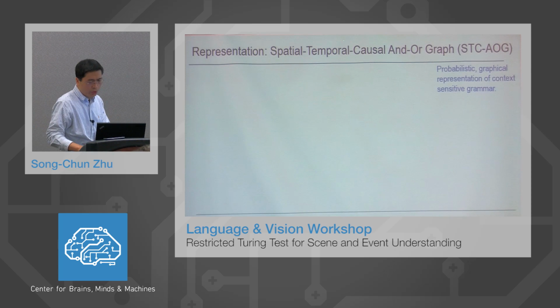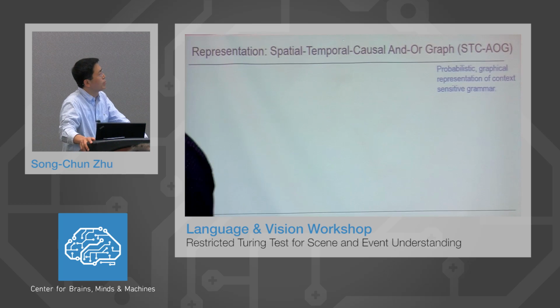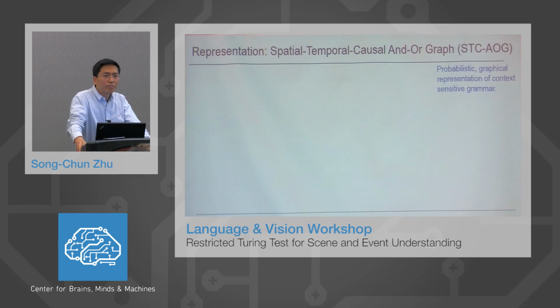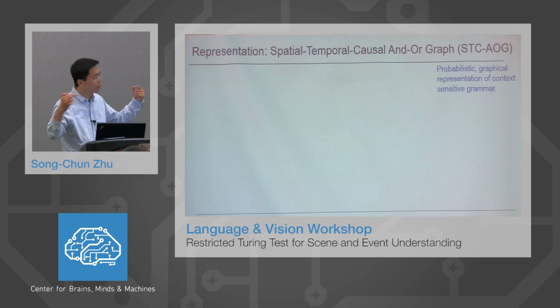Before we do this, we should have a representation. The representation that my lab has been studying in the last 10 years, probably more than 10 years, is a so-called spatial, temporal, and causal AND-OR graph. The AND-OR graph is basically a probabilistic graphical representation for stochastic, context-sensitive grammar. The AND nodes mean that you have decomposition into parts, and the OR nodes mean you have alternative choices. And then you have links at many levels to show the context.